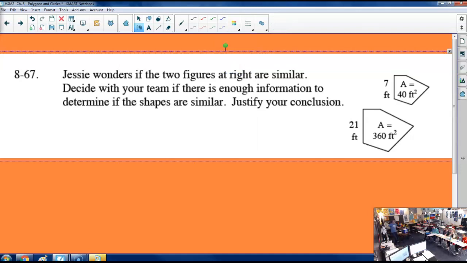So our area scale factor, Sammy. Our area scale factor is 9. Our linear scale factor is 3. So, David, is this right or wrong? Why? Because it follows the rule: the linear scale factor equals the square root of the area scale factor. It follows what we know. Area scaling will always be the square of linear scaling.